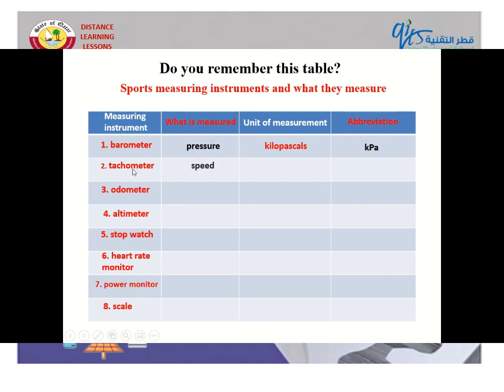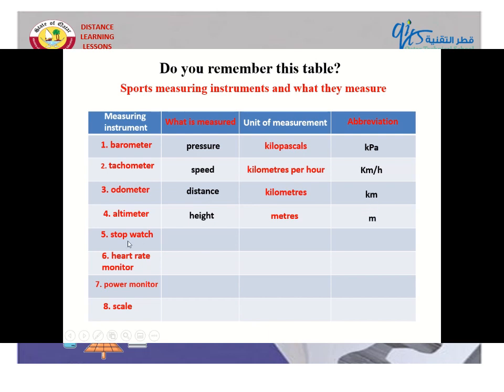Number 2, tachometer measures speed, and the unit of measurement is kilometers per hour, and the abbreviation is km/h. Number 3, odometer. What is measured? Distance. What's the unit of measurement? Kilometers, and the abbreviation is km. Number 4, altimeter measures height, and the unit is meters, and the abbreviation is m.